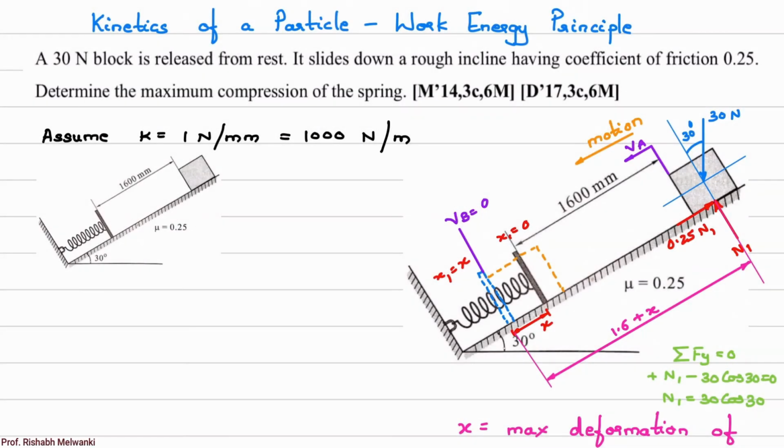So we will be starting with numericals on kinetics of a particle, work energy principle. Understand the example. A 30 Newton block is released from rest. It slides down a rough inclined plane having coefficient of friction mu equal to 0.25. Determine the maximum compression of the spring.